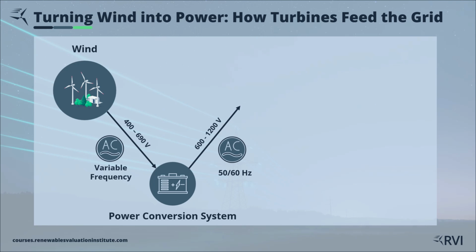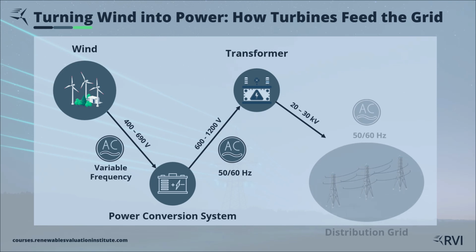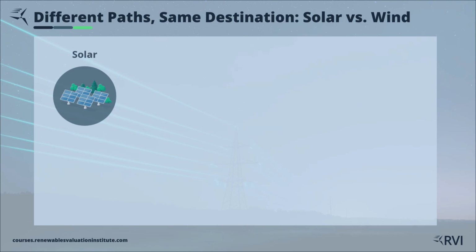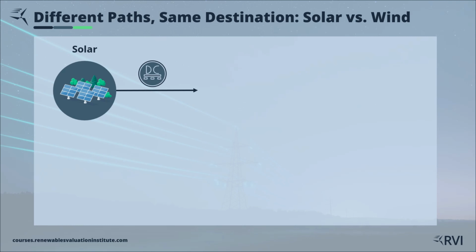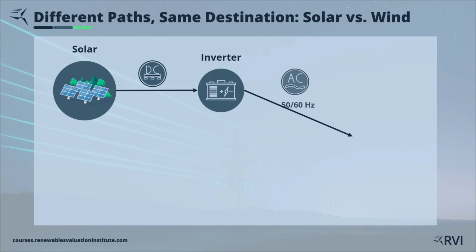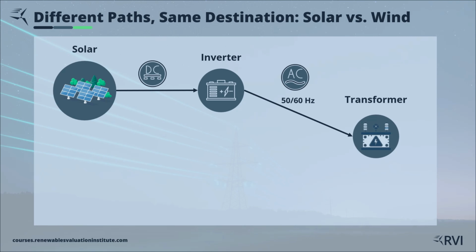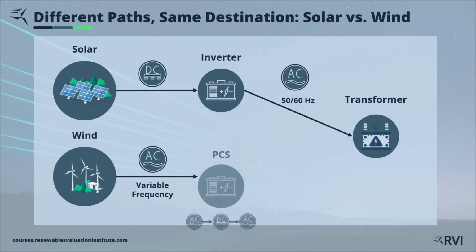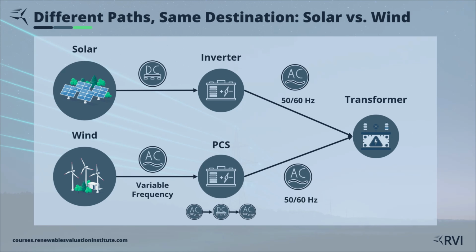After that conversion, the voltage is still in the hundreds of volts, roughly in the same range as after the solar inverter. Then the transformer steps that AC up to tens of kilovolts so it can flow efficiently into the distribution grid. The key difference from solar is that solar starts as DC and needs an inverter before electricity enters the transformer. Wind starts as AC, but it's unstable AC, so it still needs a power conversion system to create grid quality AC before it can join the system.